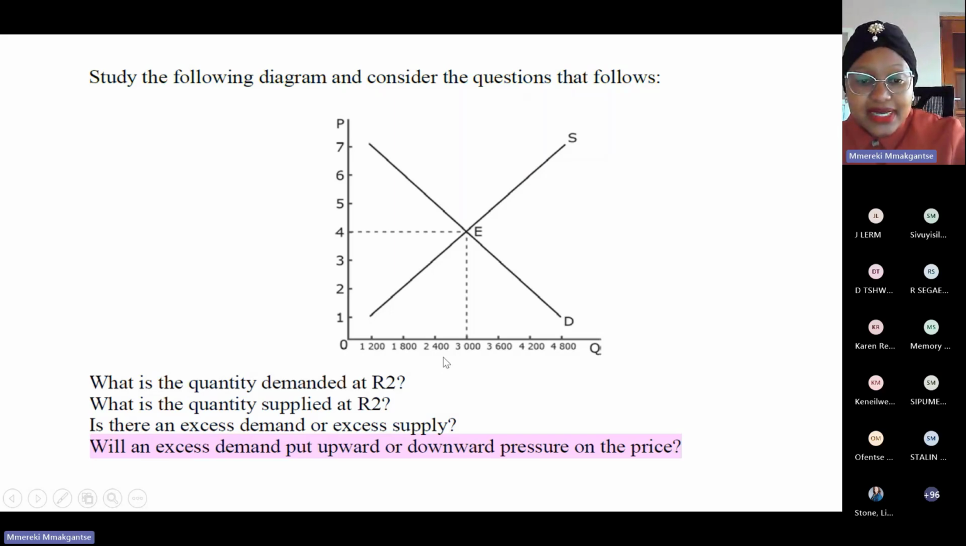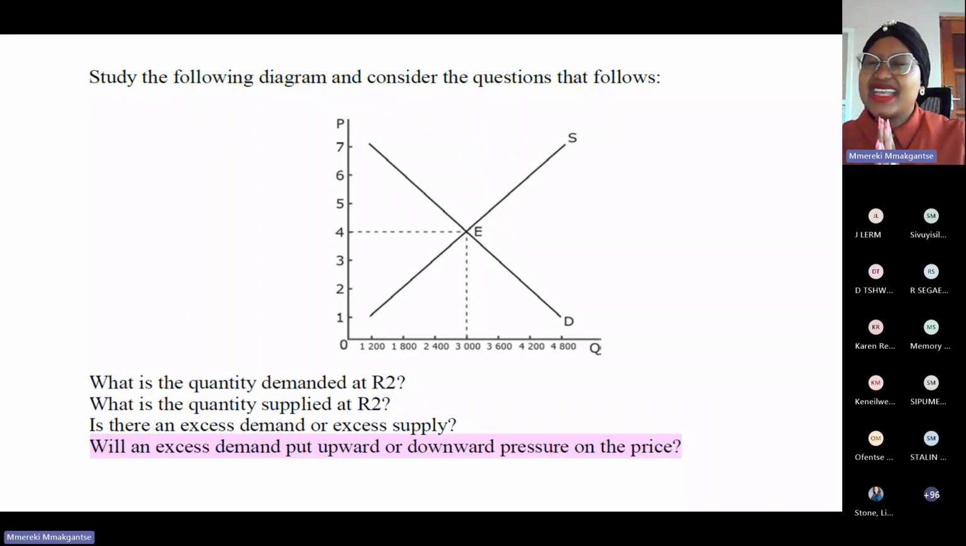Okay. We look at this. What is the quantity demanded at R2? Give me your answers. Quantity demanded, not supplied. Looking at the D curve. Don't be confused, my students. The 1,800 answer that I got is from the supply curve. We are looking at demand, the D curve, the buyers. Quantity demanded at R2. Yes, correct. It is 4,200. Quantity supplied at R2 is 1,800.